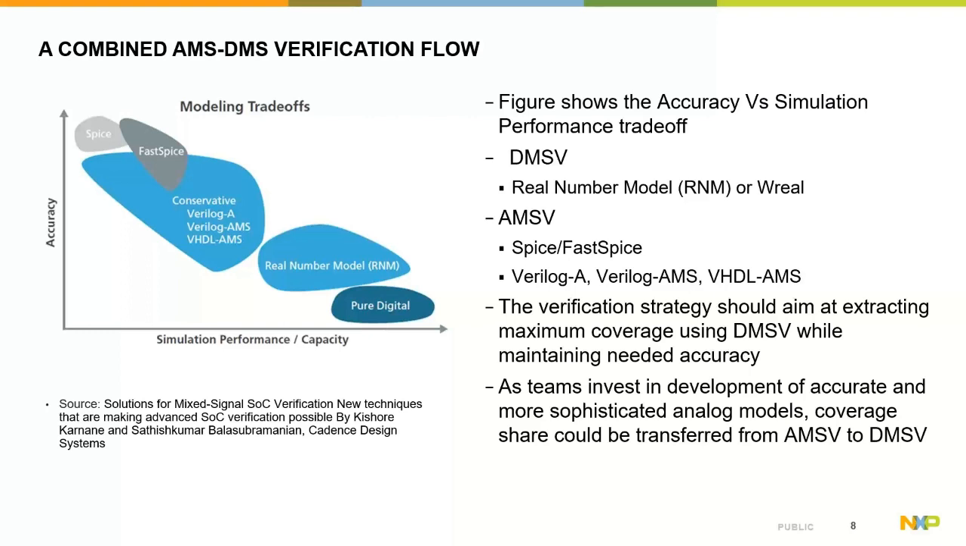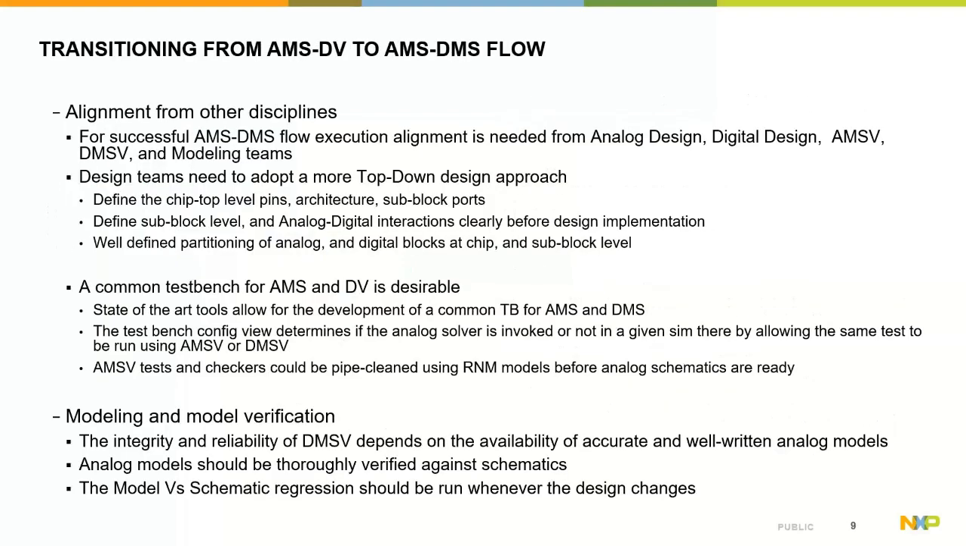My experience has been that this bubble could be pushed upwards, if not up to match with SPICE, then at least to an adequate level, such that DMS can actually provide a lot of coverage on the chip and reduce the dependence on AMS verification. And there are some other factors that need to be taken into account as teams try to transition from an AMS DV approach towards an AMS DMS flow approach.